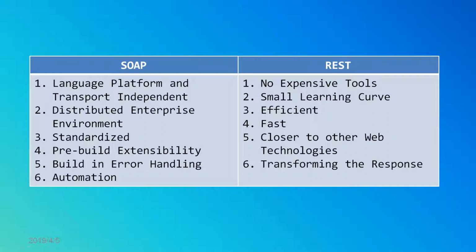Since it's been used for a long time, there are a lot of language and platform independent options, and it is independent of the transportation. Also, it's a distributed enterprise environment and very standard, and we have a lot of pre-built extensibility and also built-in error handling, so you don't have to write your own error handling logic to handle your requests and responses. SOAP has its own implementation for error handling, and of course automation. So these are the main core functionalities and advantages of SOAP, I can say.